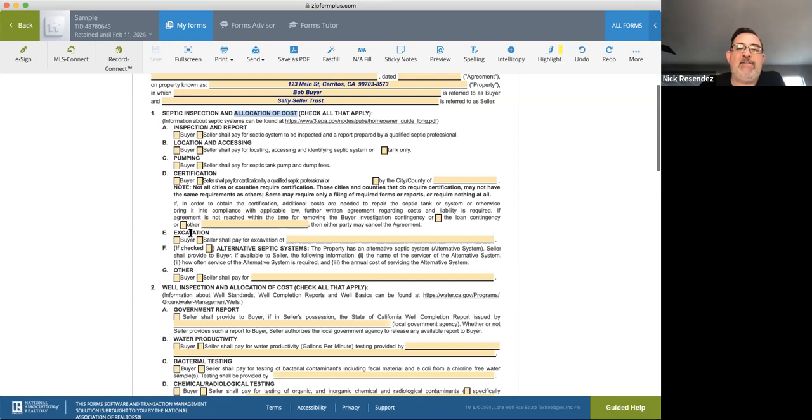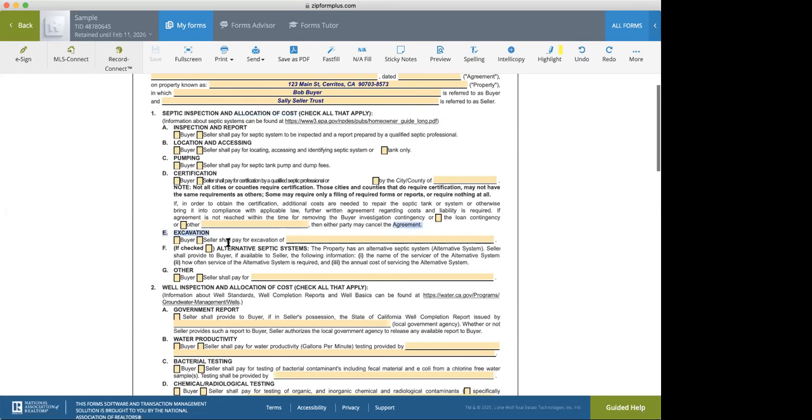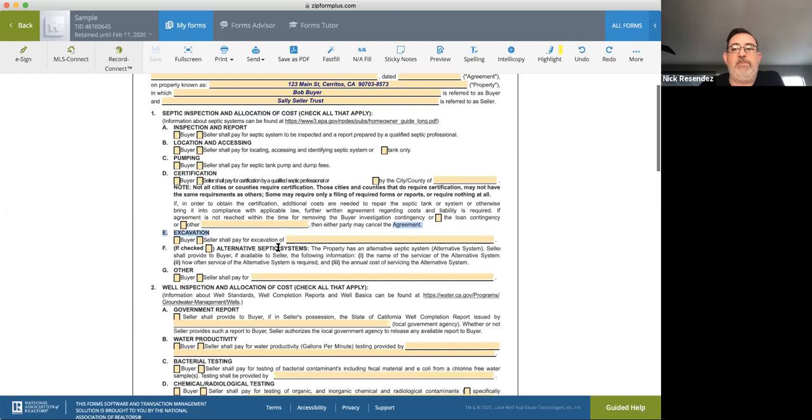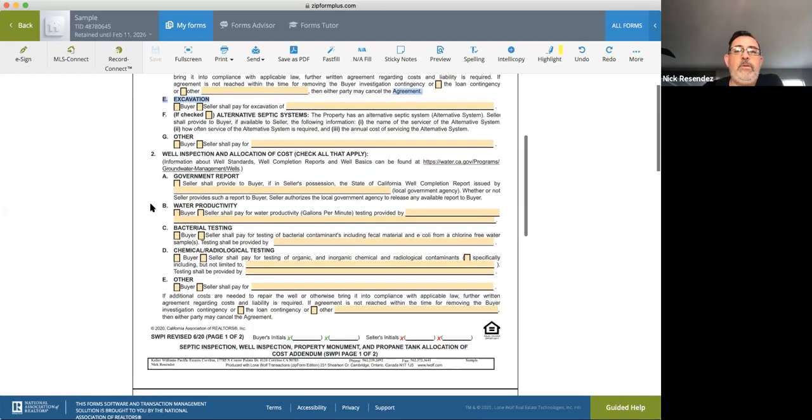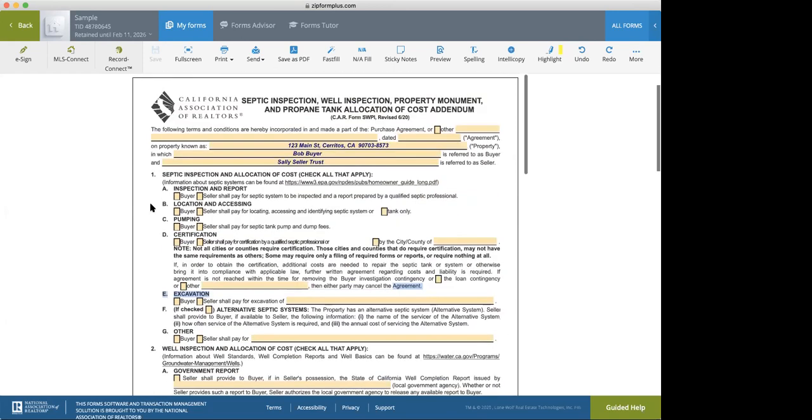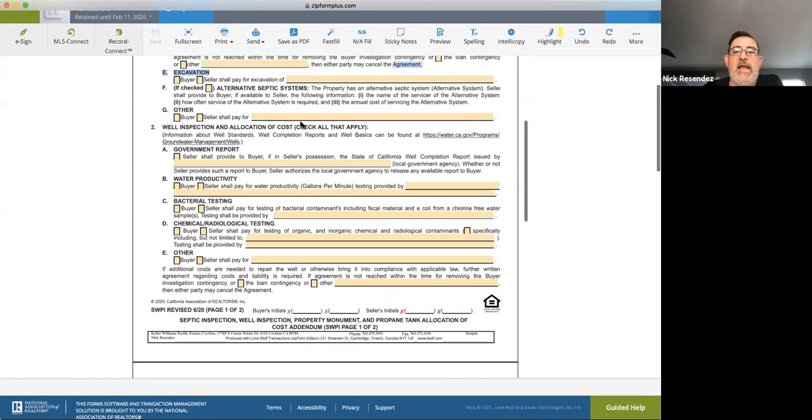Who's going to pay to excavate if necessary? And then check alternative septic systems, which may or may not apply. So rarely are you guys mostly going to be using these forms, but they will come up from time to time, and that's totally fine. And usually you'll give me a call to ask, how do I use this? How do I fill this out? Who's paying? In most cases, I would say the seller is probably paying for the inspection and certification of the septic.